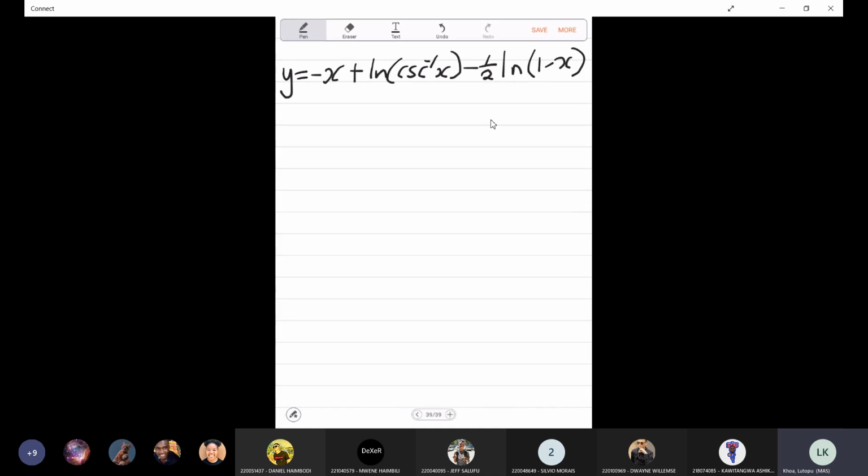Okay, so now we differentiate y prime. This is minus 1. And then the derivative of ln of sec inverse of x. So it's 1 over, yeah.